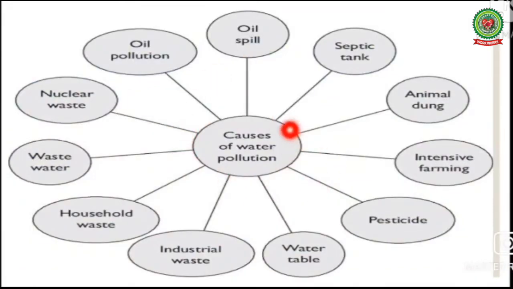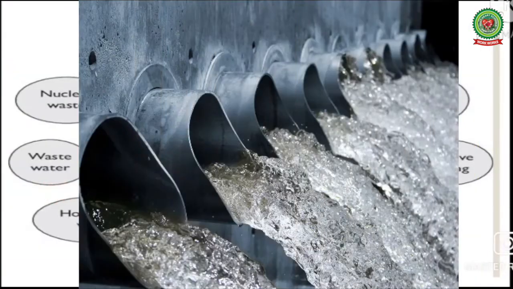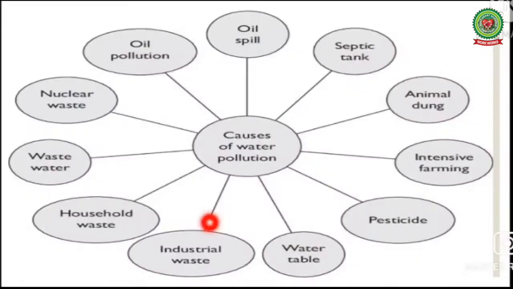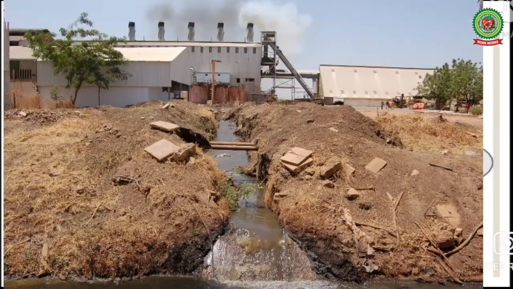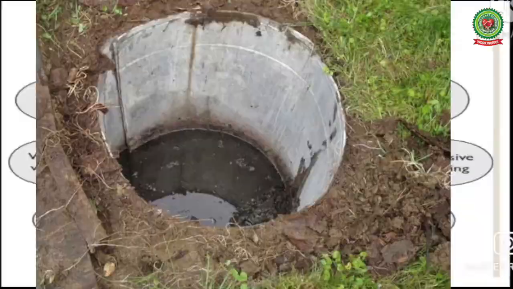Water pollution can be caused by oil spill, oil pollution, nuclear waste, wastewater, household waste, as we have discussed as sewage waste, industrial waste, we have discussed water table, use of pesticides, intensive farming, animal dung and septic tank.